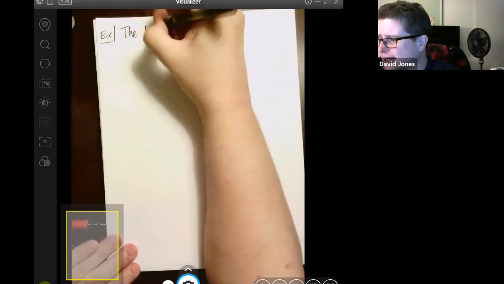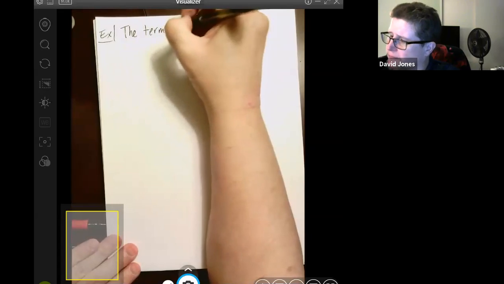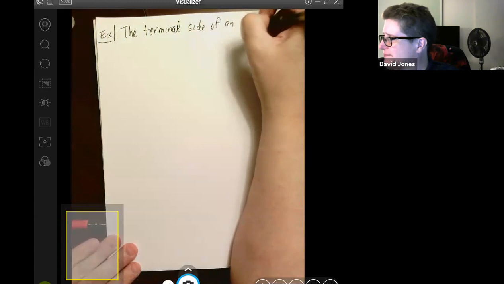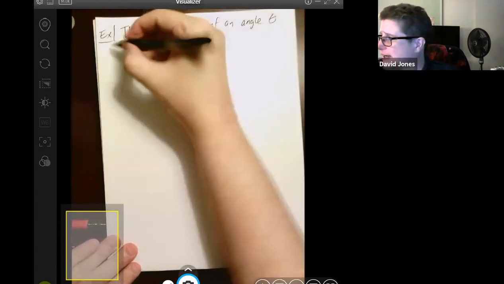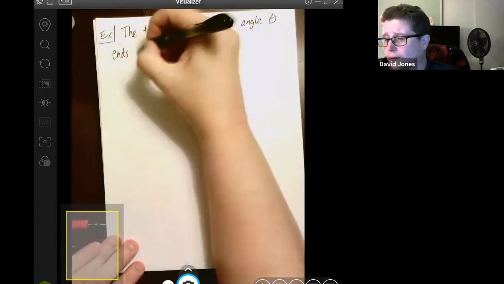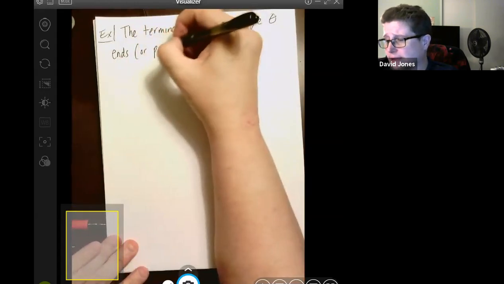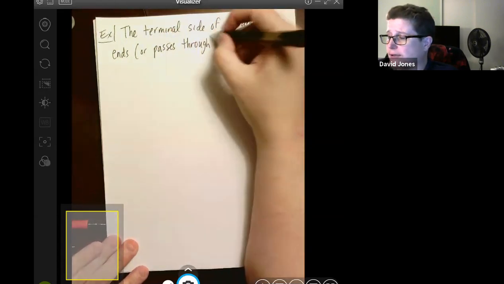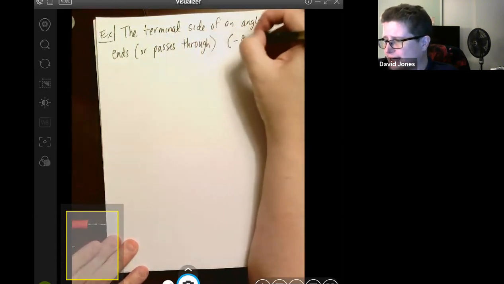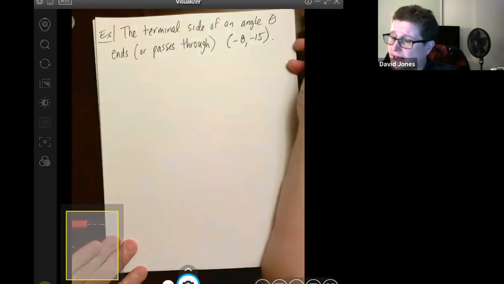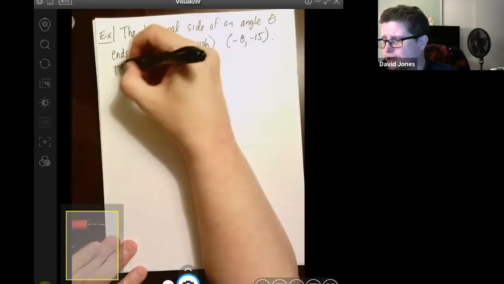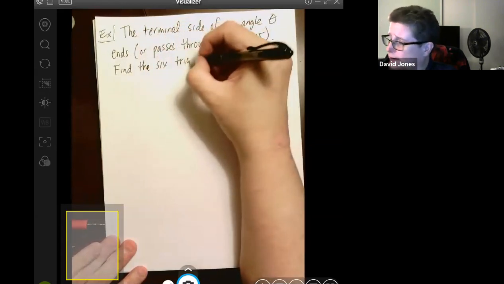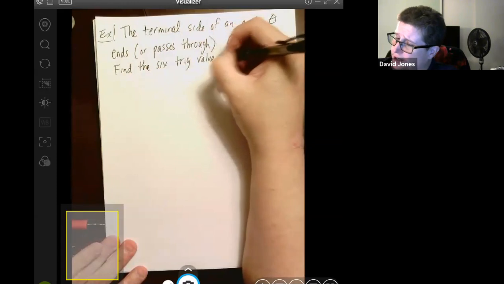The terminal side of an angle theta ends or passes through the point -8, -15. Find the 6 trig values of theta.